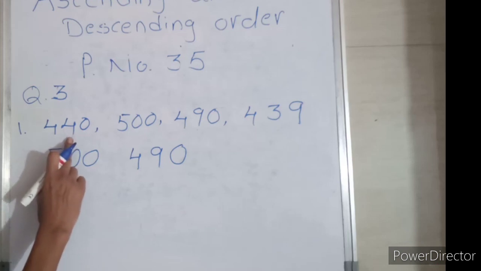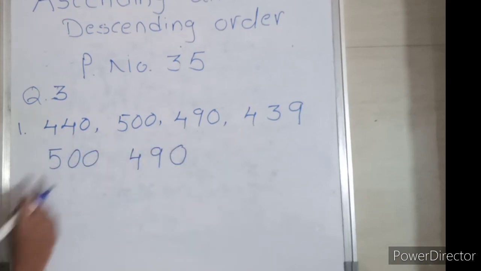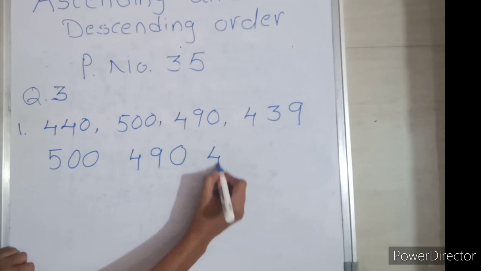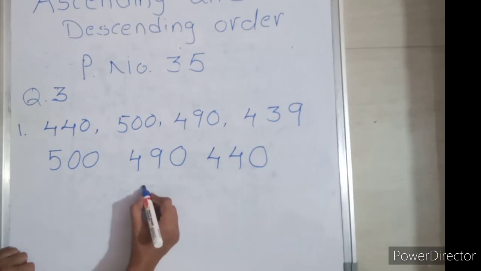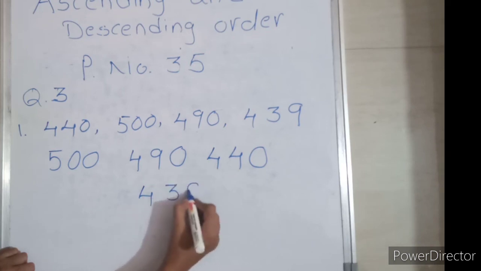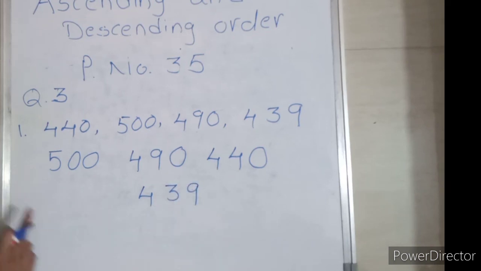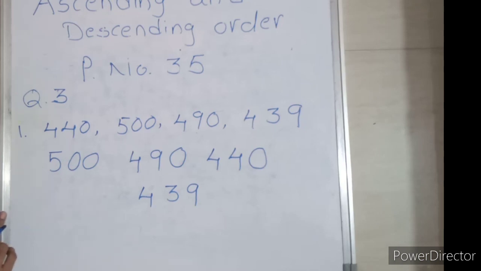Then see, this 4 is big or 3 is big? 4 is big. So here will come 440. And then at the last it will come 439. So we arrange these numbers from bigger to smaller. It means we arrange these in descending order.